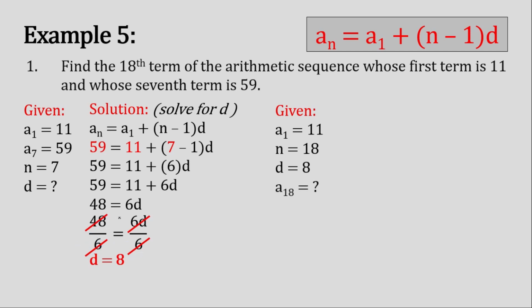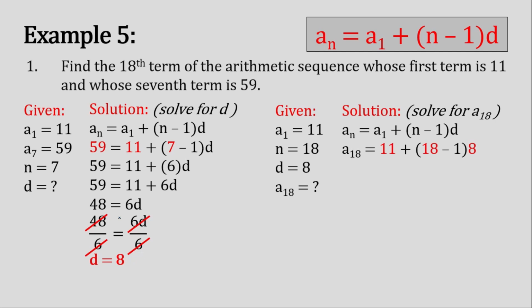Okay, next the a sub 18 is unknown. Then let's use the formula to solve for a sub 18. Then substitute all the given: a sub 18 to a sub n, 11 to a sub 1, 18 to n, and 8 to d.